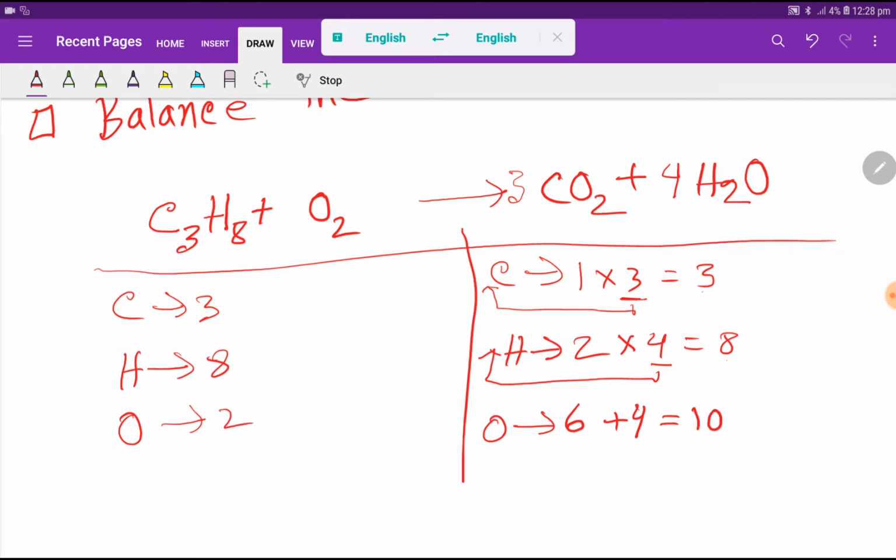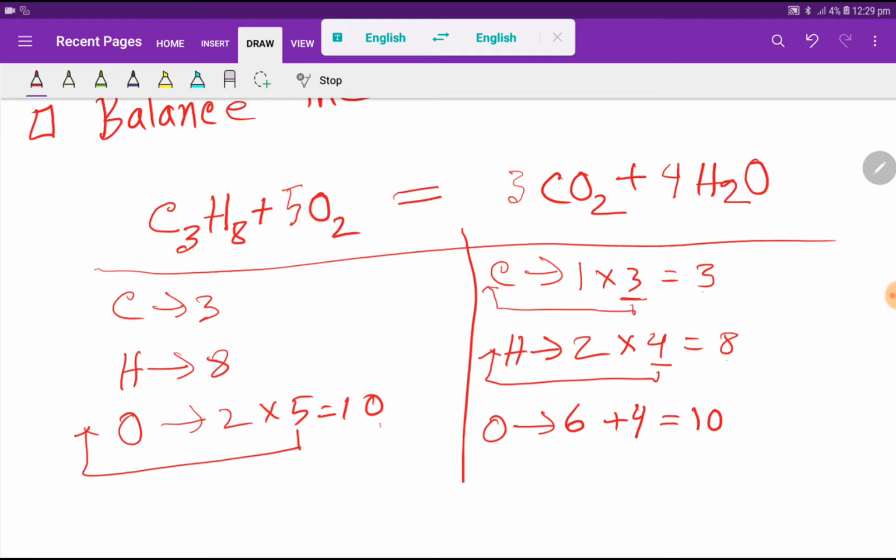So to balance the oxygen, what can you do? You can multiply here by 5, that gives you 10. This 5 must come before this oxygen, that is here. So look, carbon 3, hydrogen 8, oxygen 10. So everything is balanced. You can say that this is the balanced equation. At last you can change this arrow sign to an equal sign if you want. This is the balanced equation.